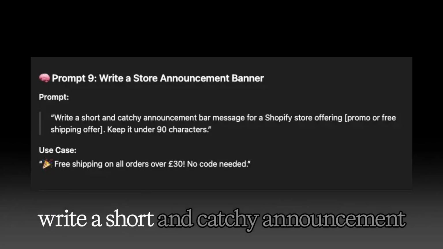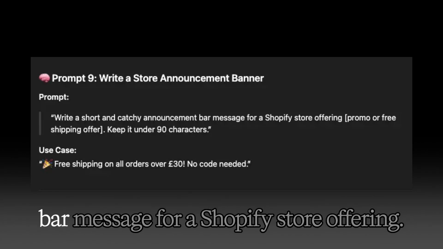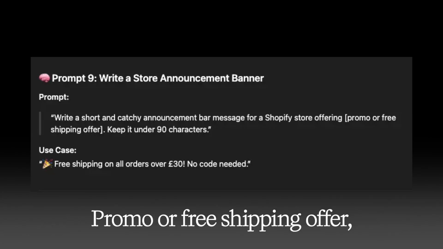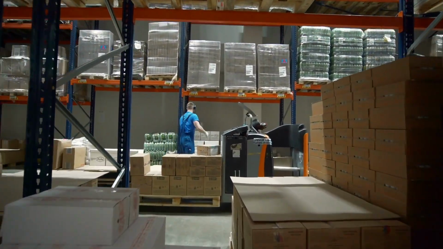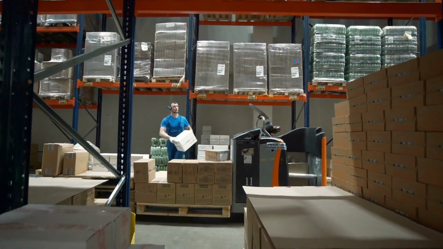Prompt 9 is geared towards writing a store announcement banner. We could say, write a short and catchy announcement bar message for a Shopify store offering a promo or free shipping offer. Keep it under 90 characters. An example use case would be free shipping on all orders over £30, no code needed, something along those lines.